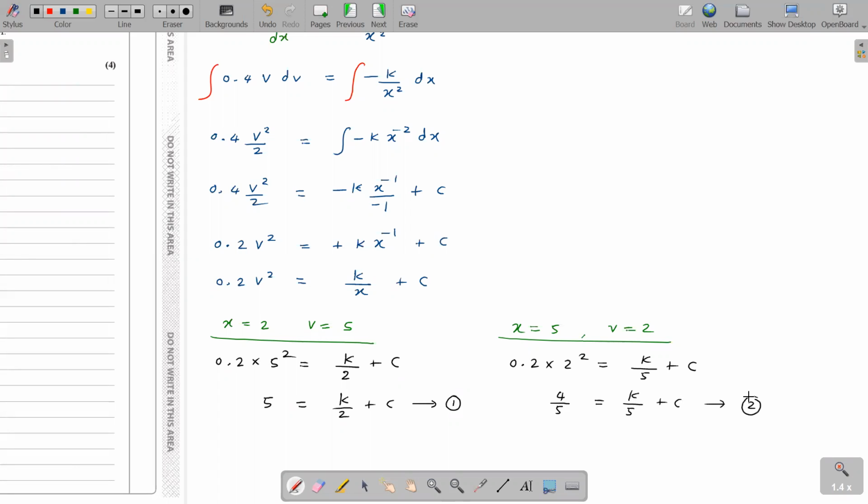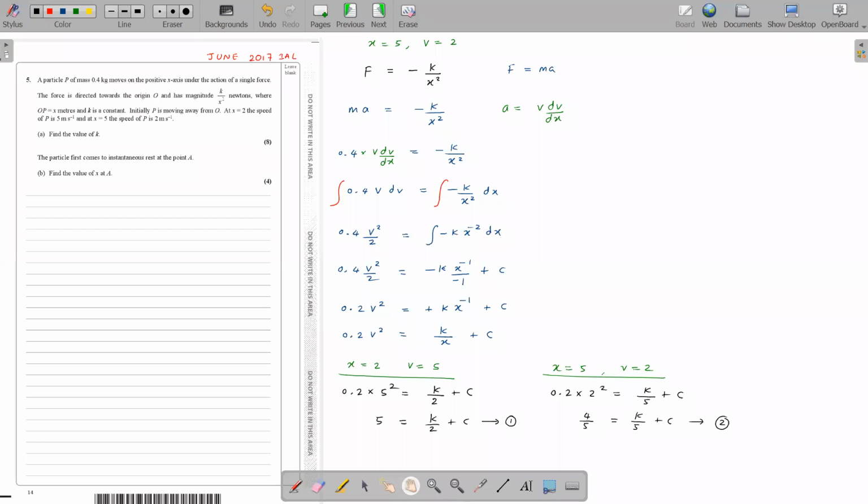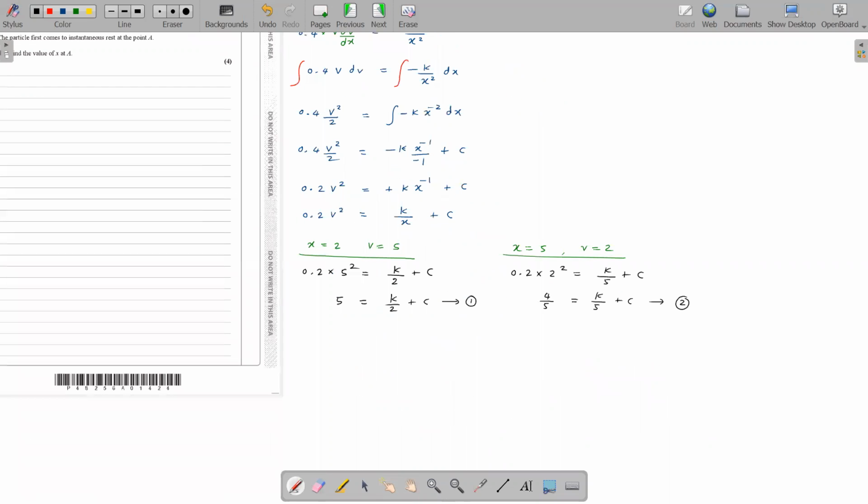Now what do you have to do? Solve these two equations and get the value of k. They ask you to find the value of k. It's like a pair of simultaneous equations. I think it's easier to solve it by subtracting the two equations. The c value will cancel out, right? Shall I subtract the two equations? 5 minus 4 over 5.